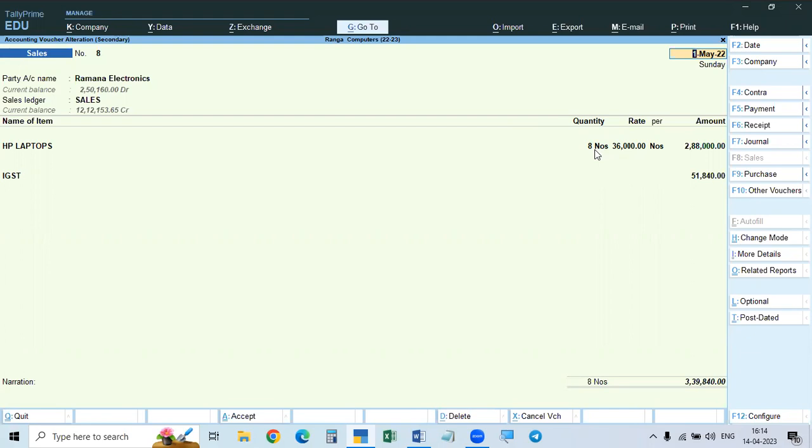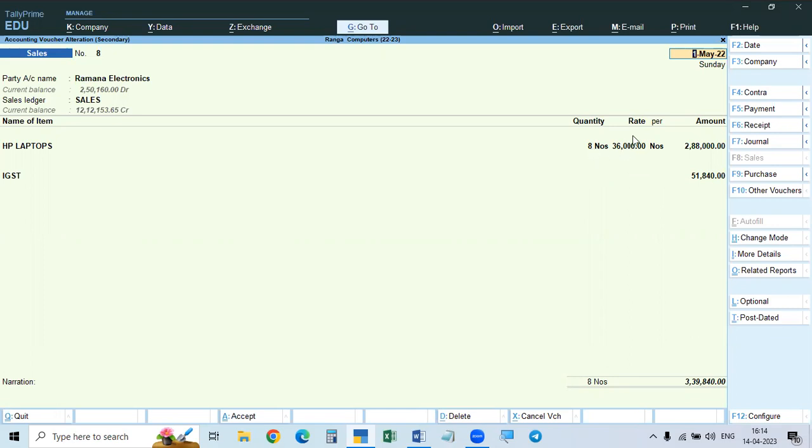The number is okay, but see, the actual rate is 34,000 rupees. Now we take it as 35,000. The rate is 35,000, but by mistake we entered 36,000 rupees per item. So here, there is no mistake in the quantity. Only the rate is to be reduced. This is also to be reduced.